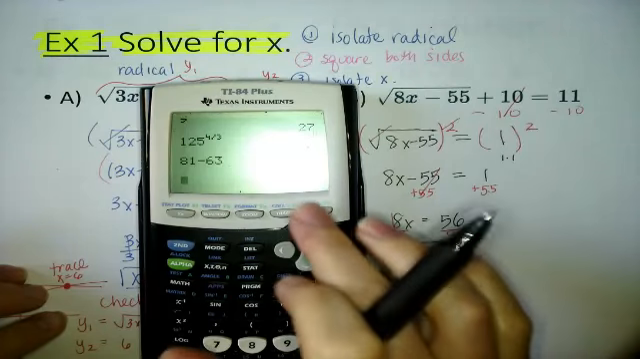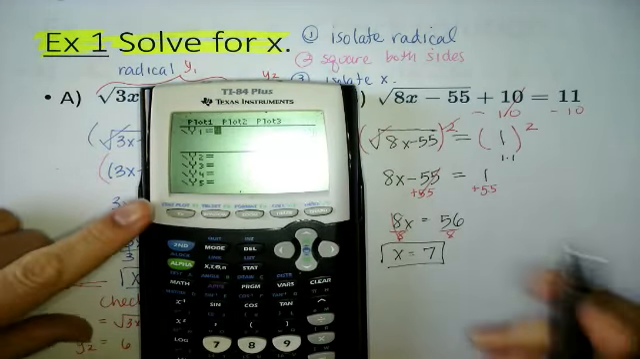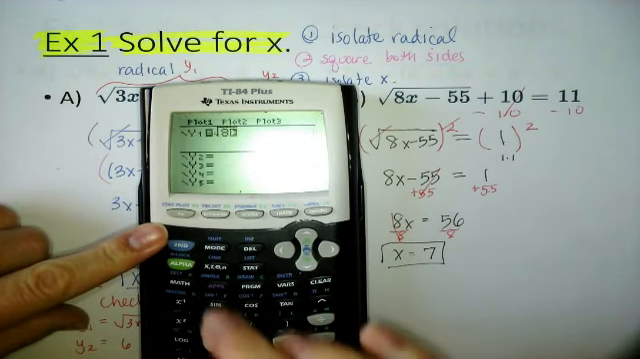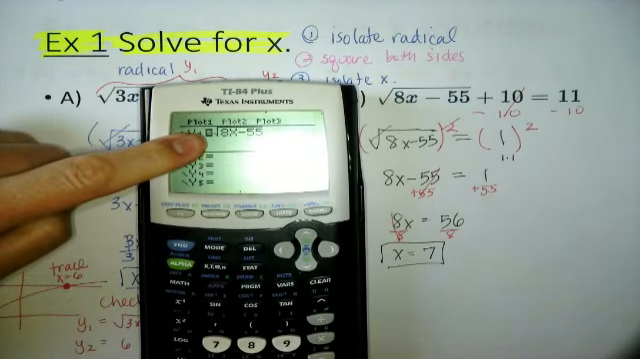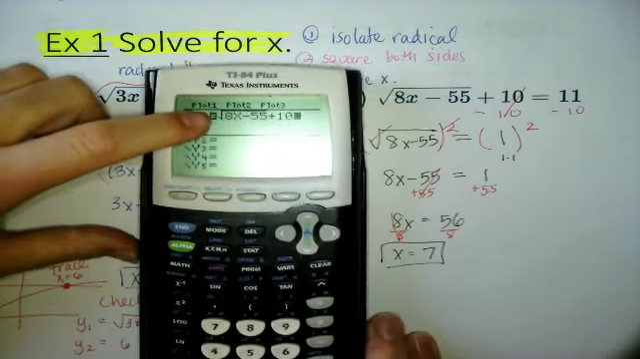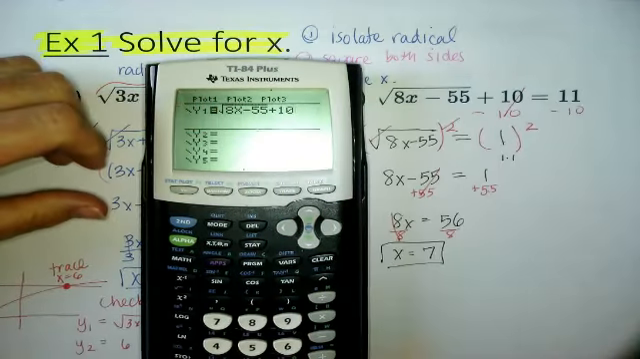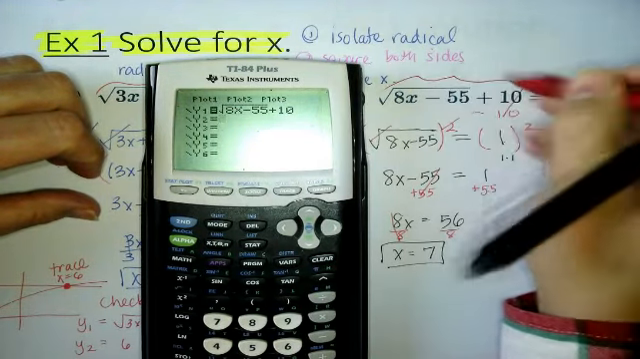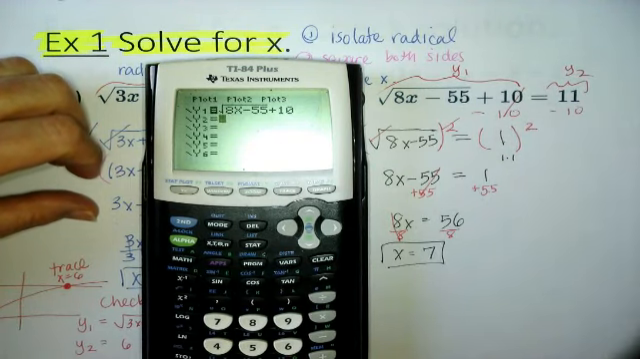This one's a little harder to do graphically. I'll talk about why. So I'm going to go to my equation. I'm going to type in the square root of 8x minus 55, and then on the outside of the radical, plus 10. If you're using the Casio, you've got to put the stuff inside the radical in parentheses. So we're going to check by plugging the whole left side in y1 and the right-hand side in y2.